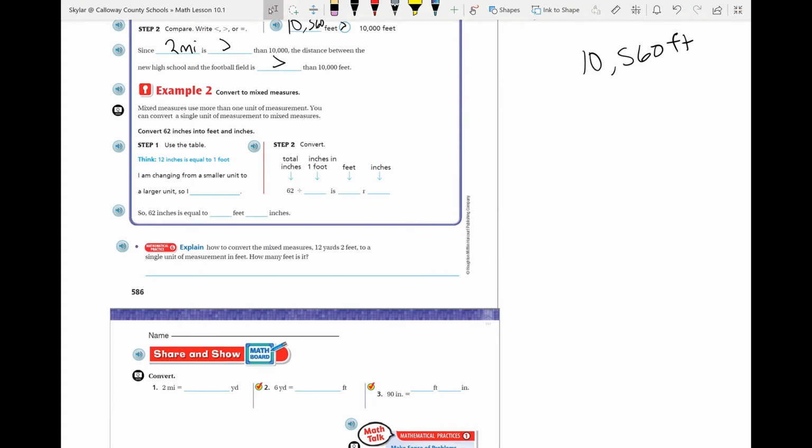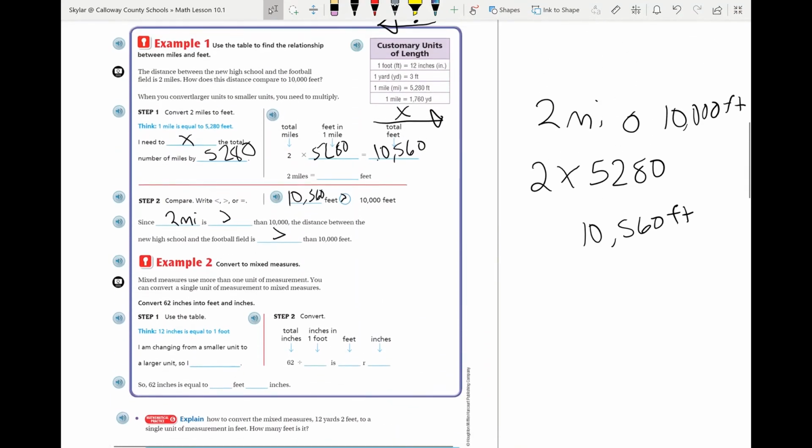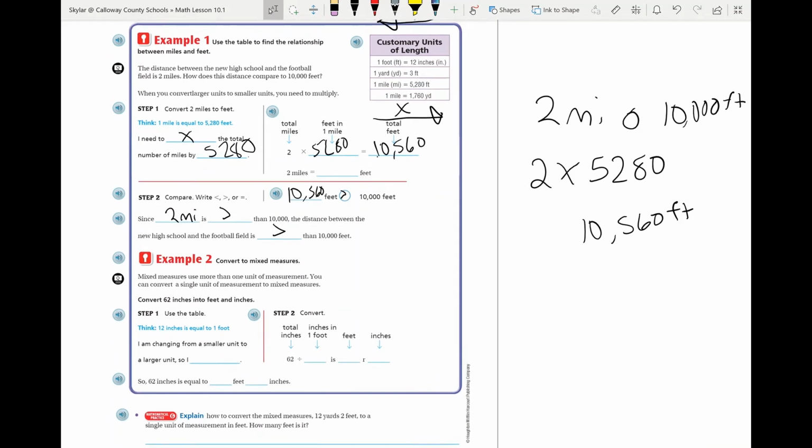We just need to do two things anytime we're converting. Number one, we need to see, are we going from a smaller unit to a bigger unit or a bigger unit to a smaller unit? Because that will tell us if we're multiplying or dividing. And then we can use this chart to see what we multiply or divide by.